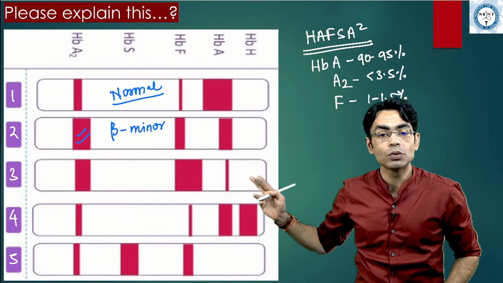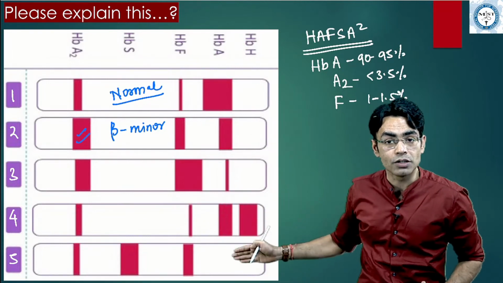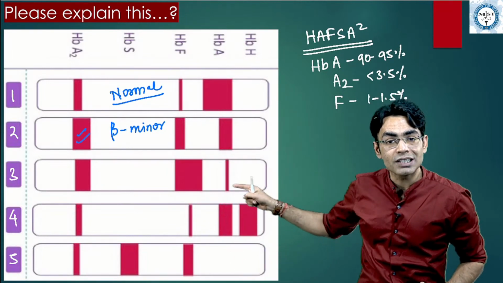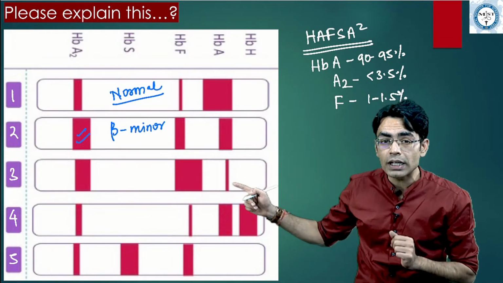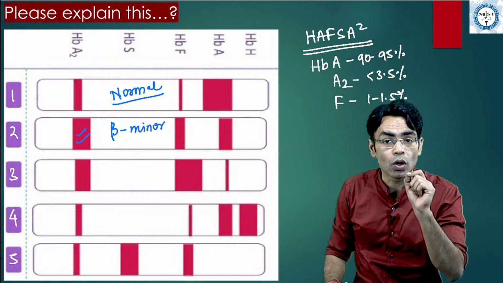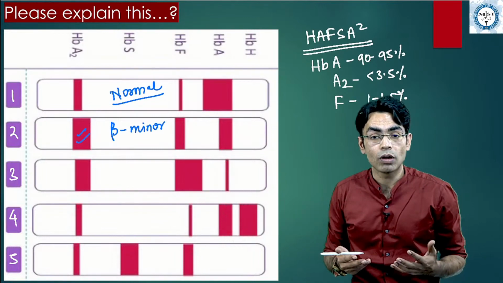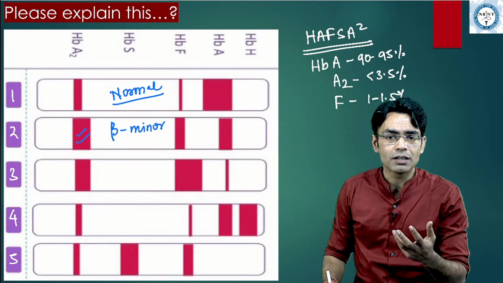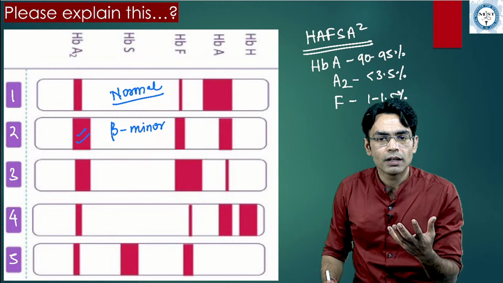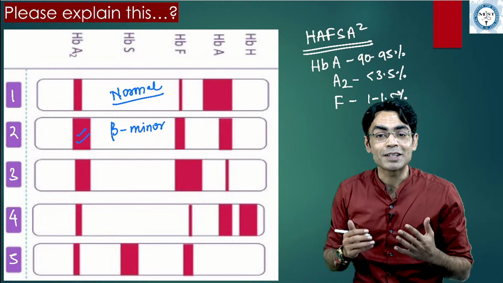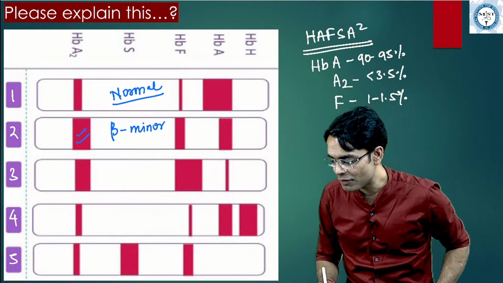If we come back to the third patient, again, these are all adults, okay? This person has very little hemoglobin A. Any person having so little hemoglobin A, that means it's a pathology. And which hemoglobin is more? Hemoglobin F is more. Now in an adult who has more hemoglobin F, what does that mean? That means that this patient is suffering from beta major. Okay? This patient is suffering from beta major.